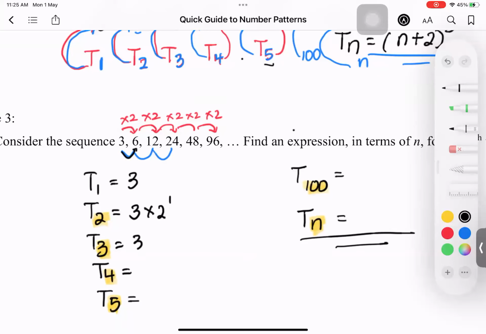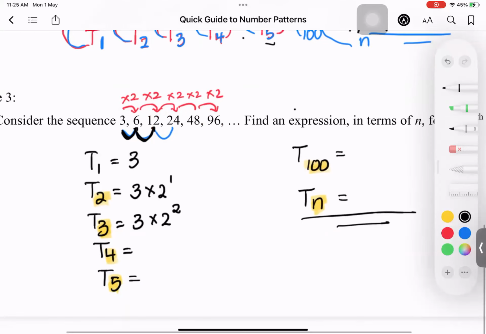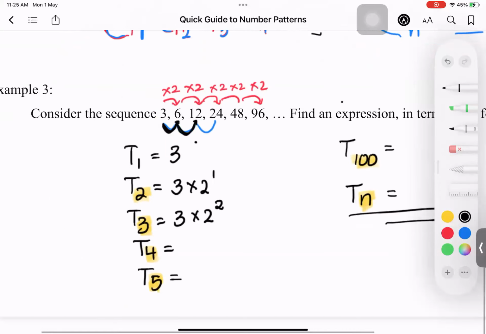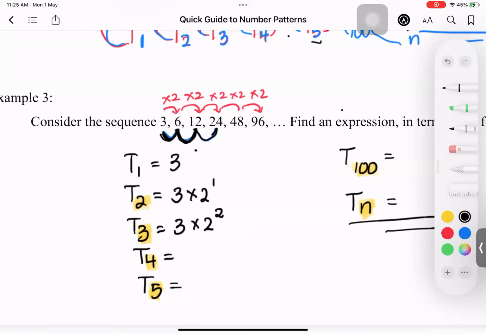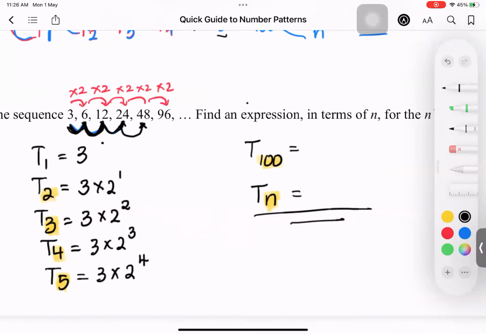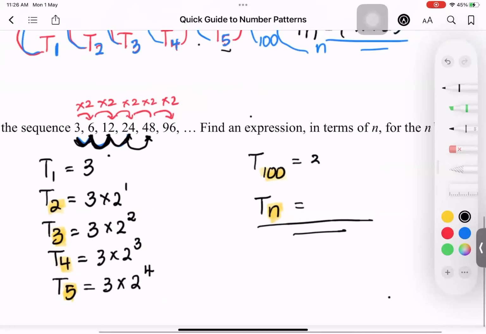Next one, term 3. I started with 3. I multiply by 2 to get 6, and multiply by 2 again to get 12. So I multiply by 2, 2 times. So term 4, 1, 2, 3. Term 4, I multiply by 2, 3 times. Term 5, 1, 2, 3, 4. I take 3, I multiply by 2, 4 times. If it's term 100, I take 3, multiply by 2, how many times?